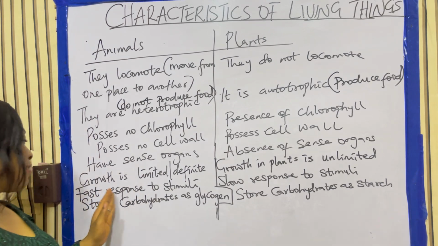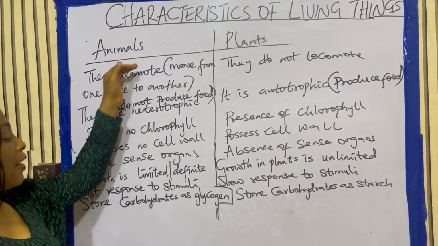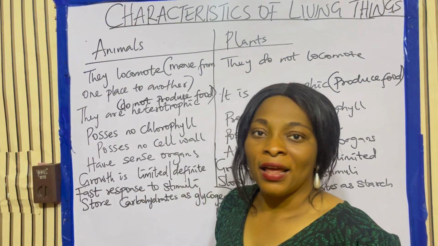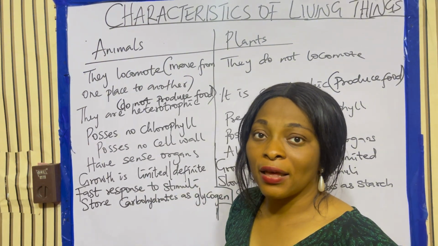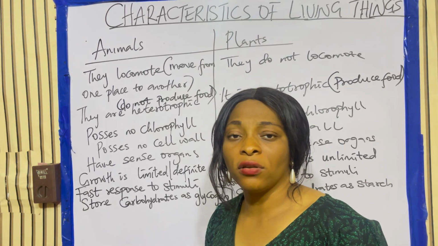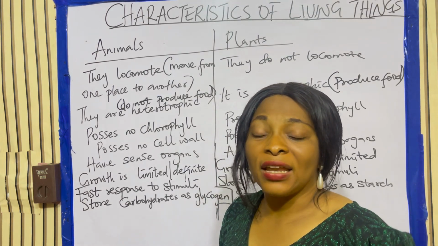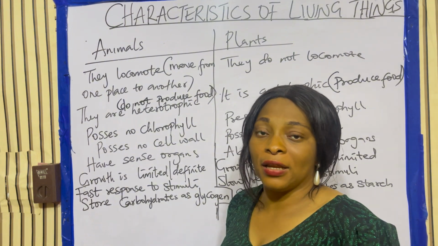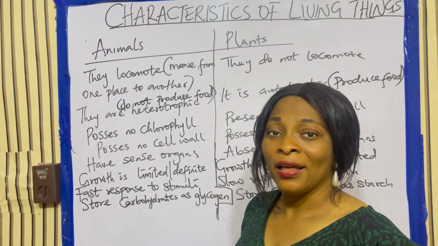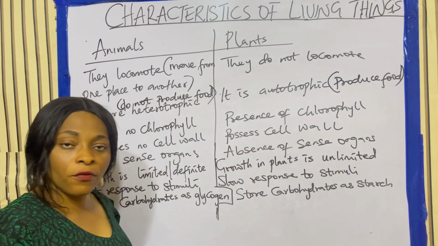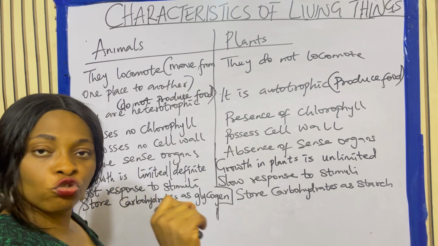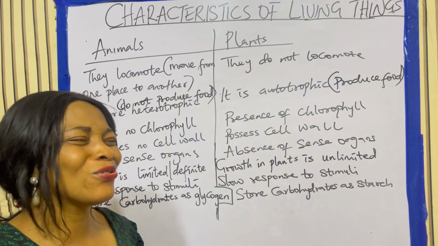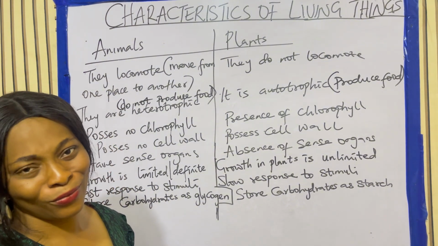Next, fast response to stimuli. Animals, they respond fast. For example, if you are walking barefooted and unknown to you a needle is on the ground, and you mistakenly step on it, you know the speed you will use to remove your leg immediately. You respond quickly to stimuli. But it's not so with plants. If you carry a needle and go and choke plants, will it respond immediately? No. Their response is usually very slow.